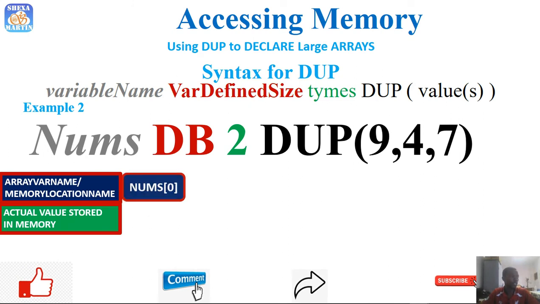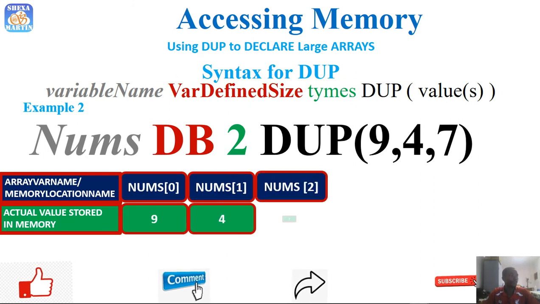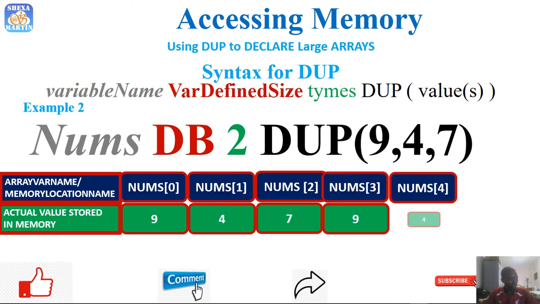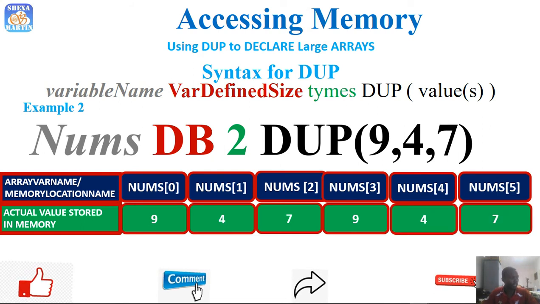This is what happens now. We have them that way. At index 0 we have 9, at index 1 we have 4, at index 2 we have 7. So we have our first set of values. Then we start again, we repeat for the second time. So if we want to access the value at index 4, which value do we get?